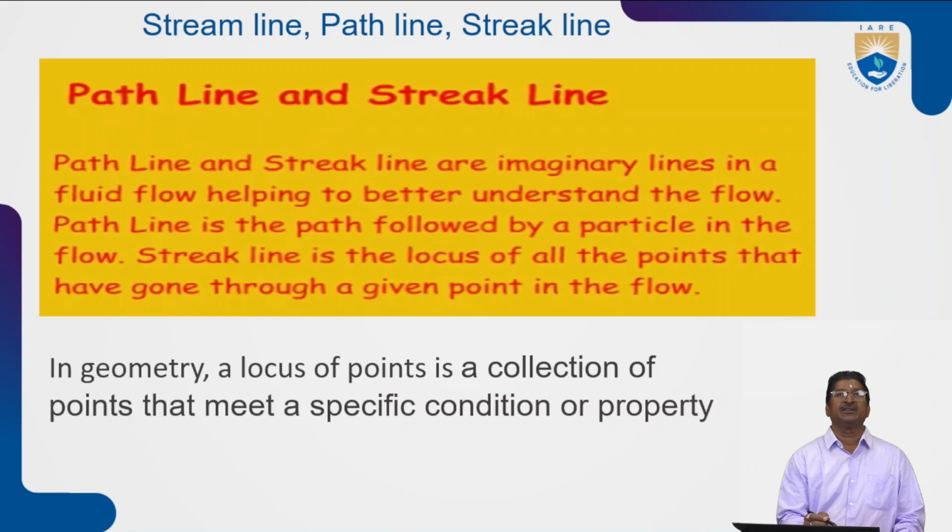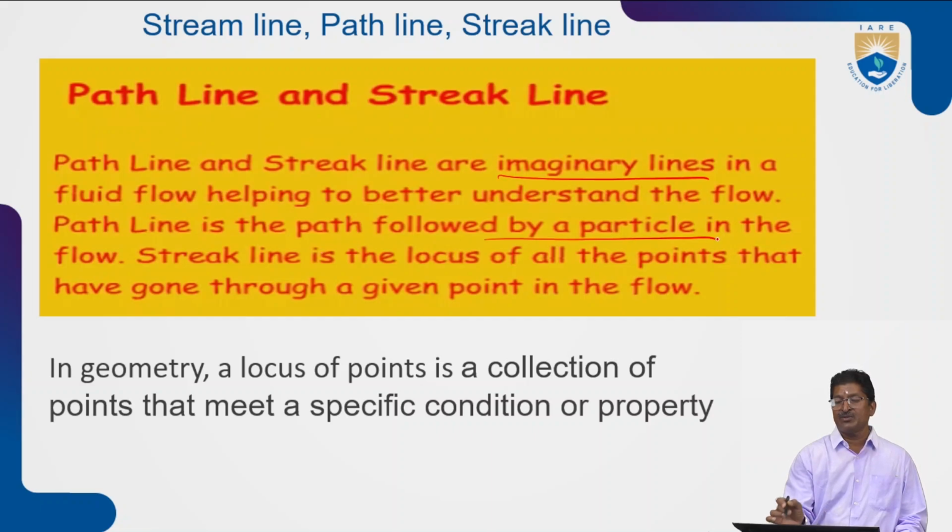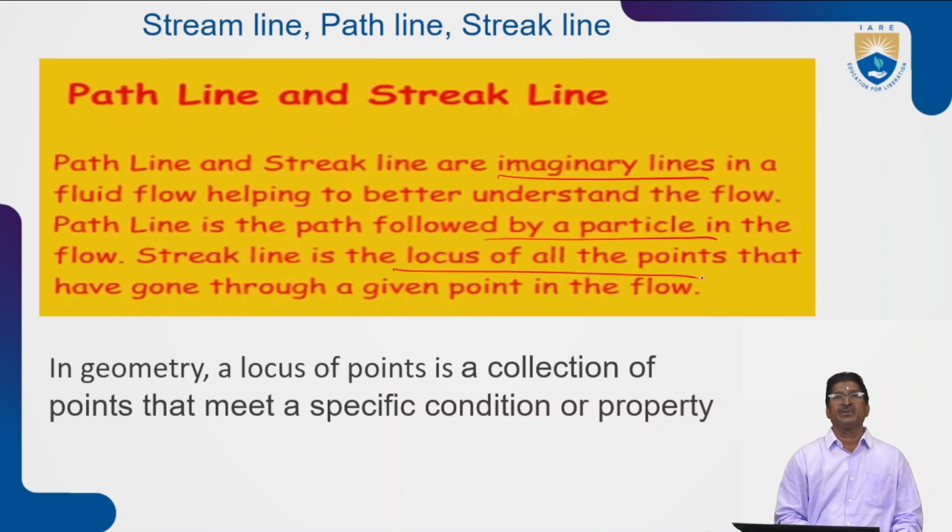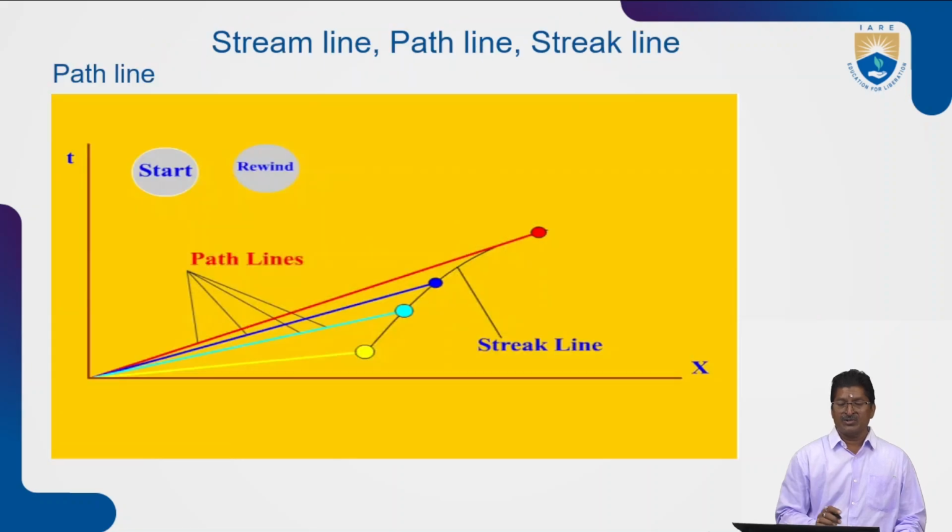Again, you can see another way of looking at path lines and streak lines. Path lines and streak lines are imaginary lines in a fluid that help us better understand the flow. A path line is the path followed by a particle in the flow. Streak lines are the locus of all the points that have gone through a given point in the flow. So this is one point direction, this is a path line, this is another path line, and this is another path line. All these are the path lines.